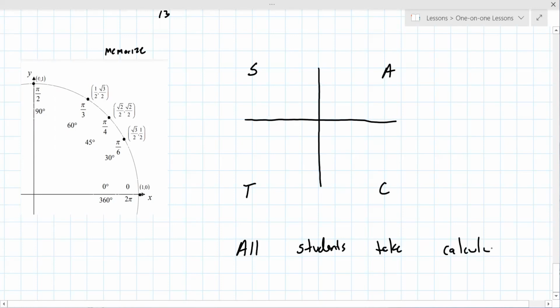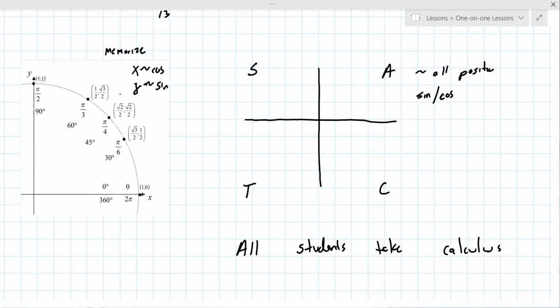That's not true, but it is true for this right here, and we have to know what that means. The A means all positive. What is it referring to? It's actually just referring to sine and cosine being positive. If you recall over here, x is the cosine, y is the sine. Do you see how all these values are positive? Now, what is tangent again? It's sine over cosine. It is also positive here. So all actually refers to all three of these.